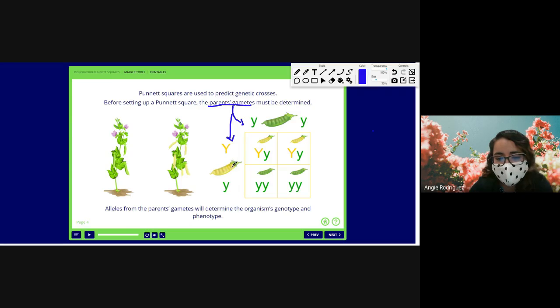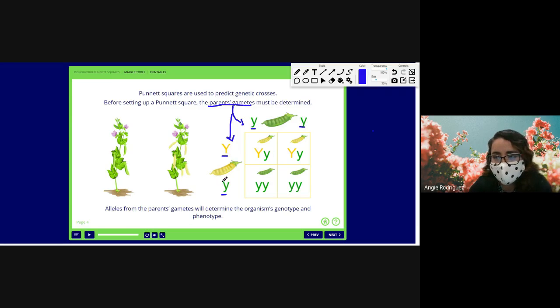You see that? This pea pod is yellow here, and this pea pod over here is green. So this big Y and little y represent a yellow pea pod for this parent. This one on the top, the two little y's here represent a green pea pod. Now, there's something else to notice as well. You're probably wondering, why does it have two letters for each parent?